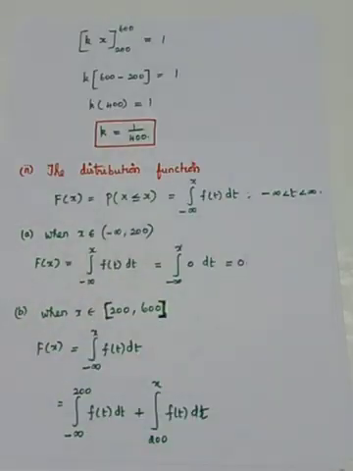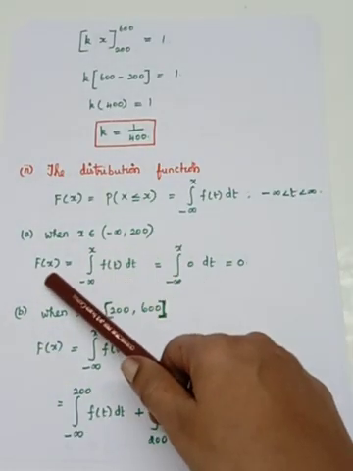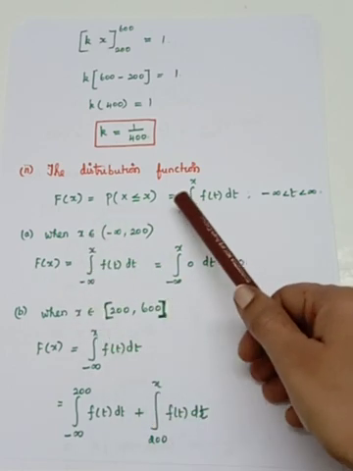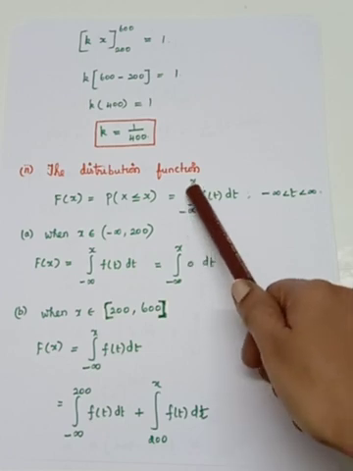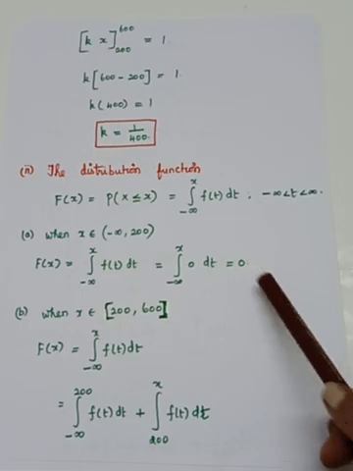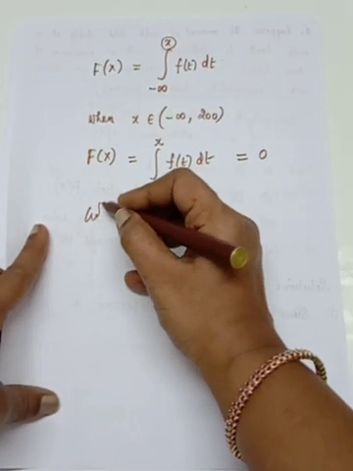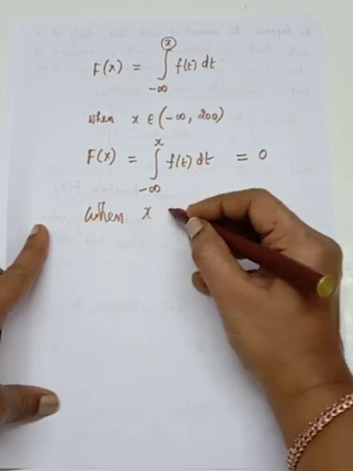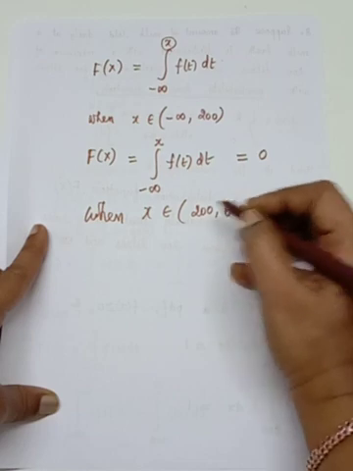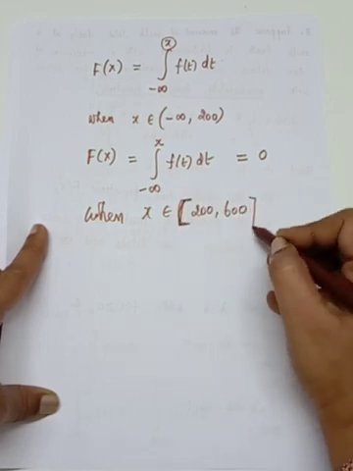First case is over. You see again. When x belongs to minus infinity to 200, F of x is the integral from minus infinity to x. Why I have written x means the formula, the limit is minus infinity to x. So in that your f of t is 0, so it is 0. So next case we are going to consider. What is the next case? When your x belongs to 200 to 600. So here in the problem it is included, so I use the closed bracket.